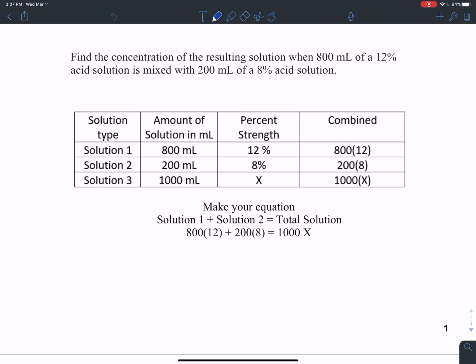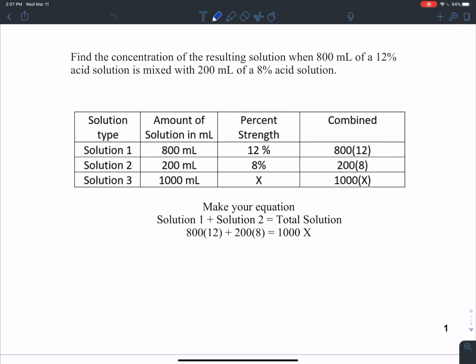We're going to look at some examples of mixture problems. In this example, we already have the table set up so we can make sense of where everything is coming from. It says find the concentration of the resulting solution when 800 milliliters of a 12% acid solution is mixed with 200 milliliters of a 8% acid solution.